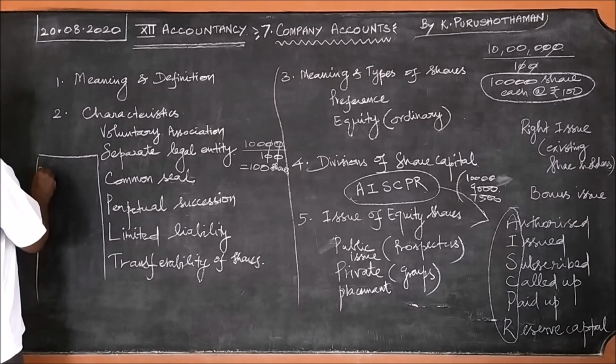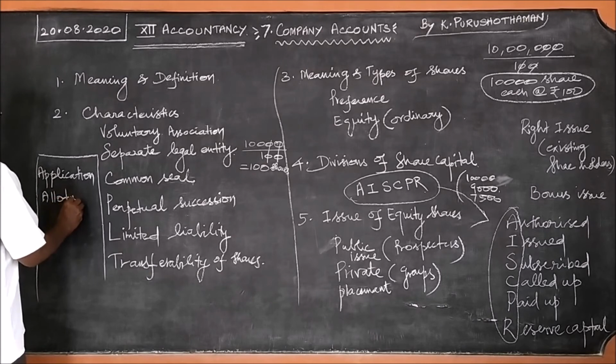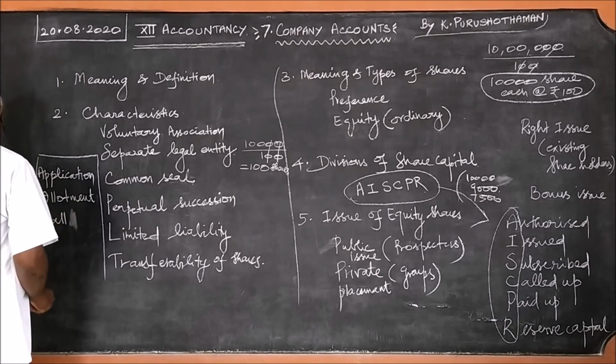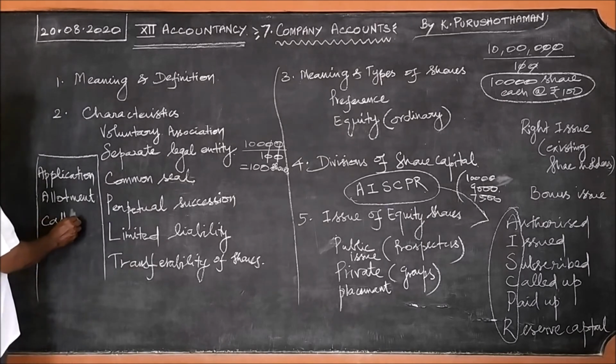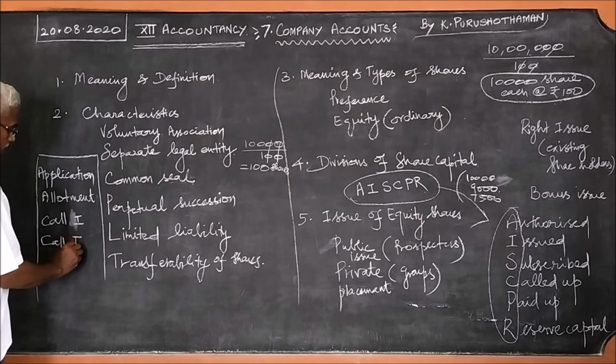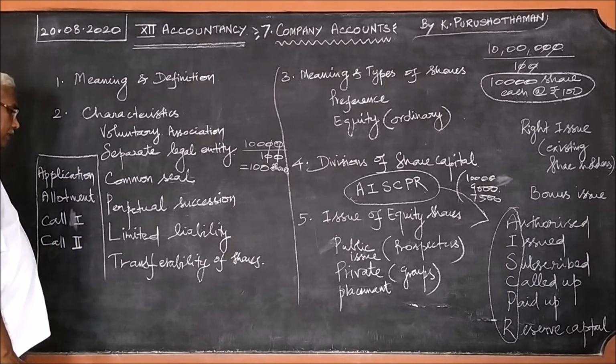One is the application stage. Second one is the allotment stage. Third one is the call stage. Call. And this may be call 1 and call 2. Sometimes 3 calls may also be made.